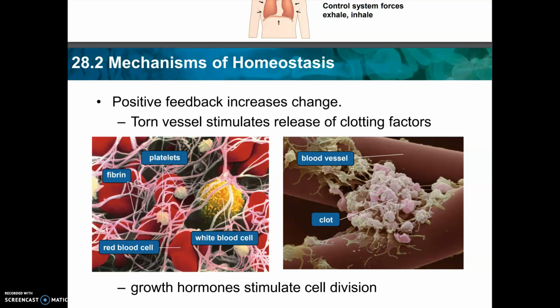Here in the left image, we see several red blood cells. Our body likes to stop the flow of blood by also stimulating the release of these clotting factors, which look like little spiders. They're going to catch the red blood cells in little nets and they're going to stop them from flowing out of the body.